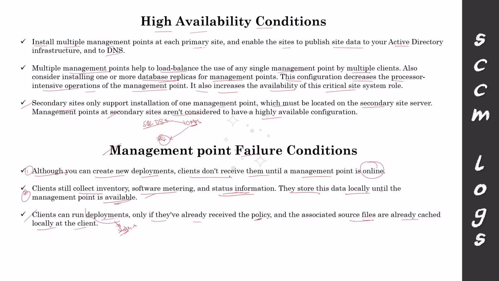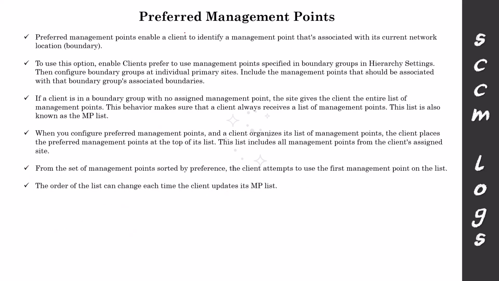Next, preferred management points. Preferred management points enable a client to identify the management point associated with its current network location, which means the boundary. Whenever we configure boundary groups with a preferred management point, the management point assigned to the boundary can be considered the preferred or assigned management point. To use this option, we need to enable it, so clients prefer to use the management points specified in boundary groups.